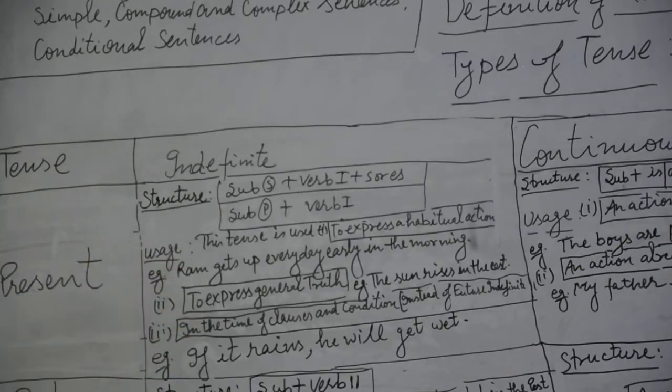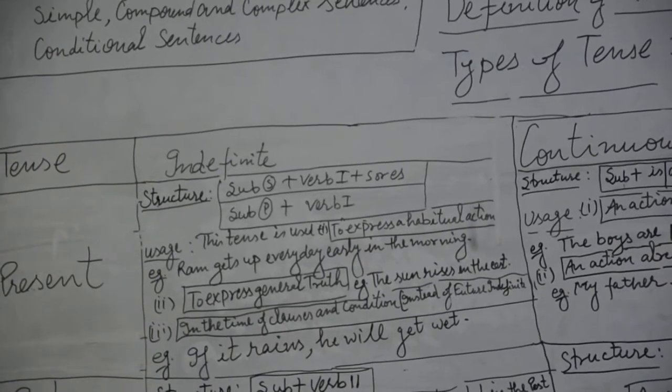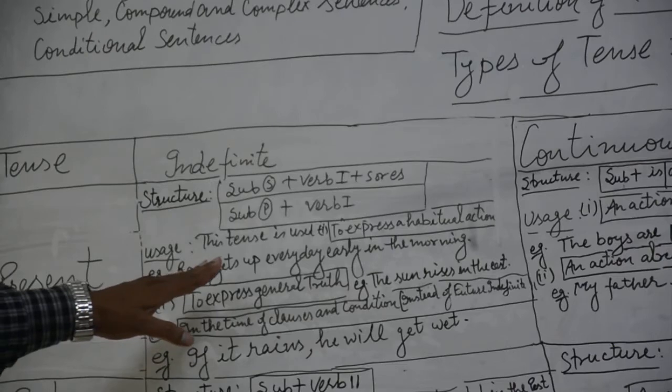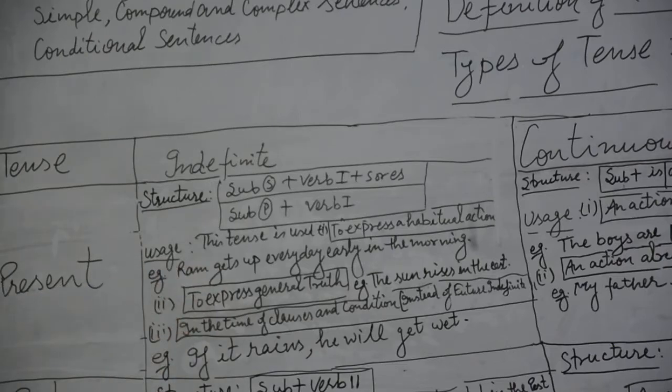Usage. This tense is used to express a habitual action. How can we express this habitual action in a sentence? For example, Ram gets up every day early in the morning. So, it shows a habit, that Ram gets up every day early in the morning.